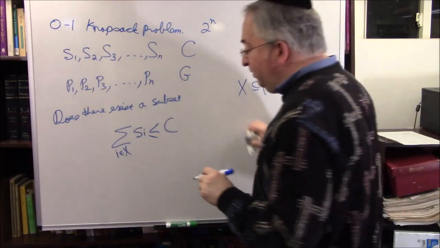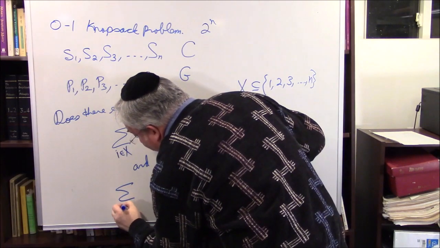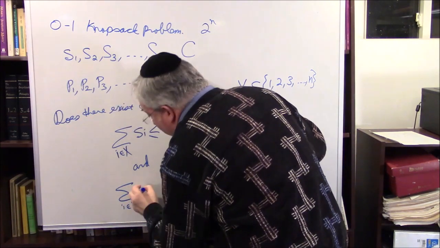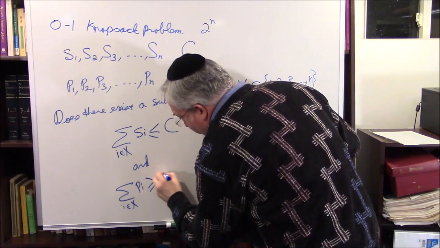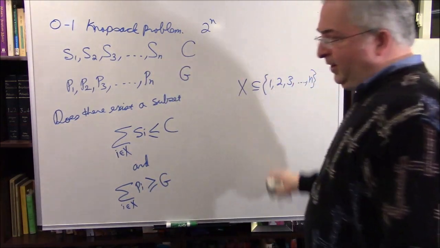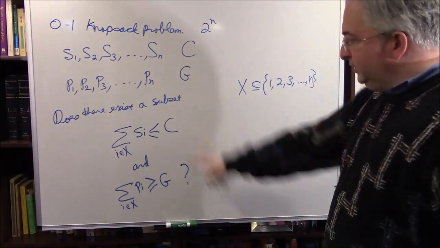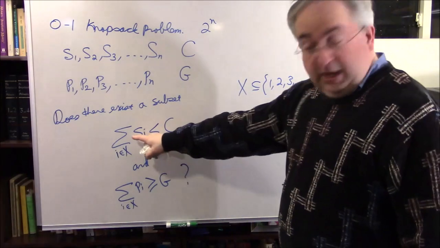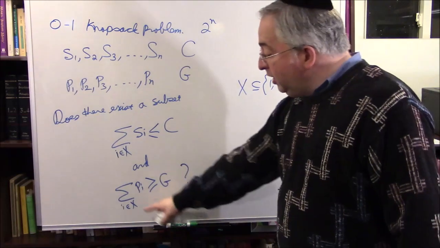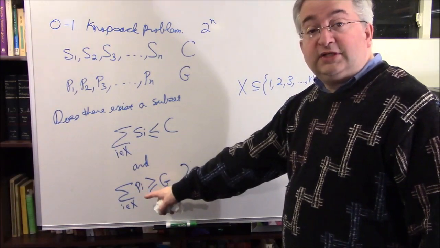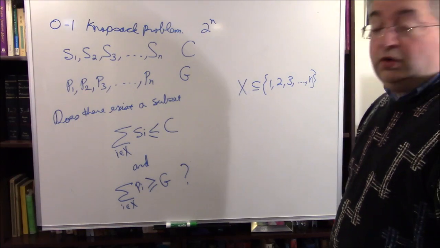Furthermore, the sum of all the things in X, if you add up their prices, you get more than or equal to the goal, the financial goal. And that's a question mark. Does there exist a subset such that when you add up all the sizes of the things in the subset, you're within capacity, and when you add up the prices of all the things in the subset, you get G, the goal, or higher.